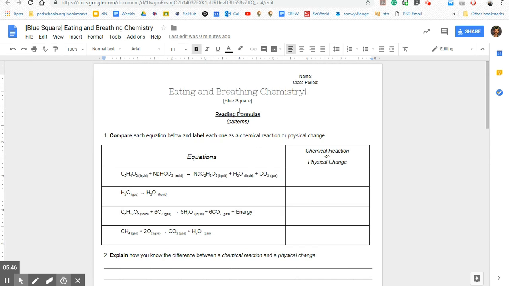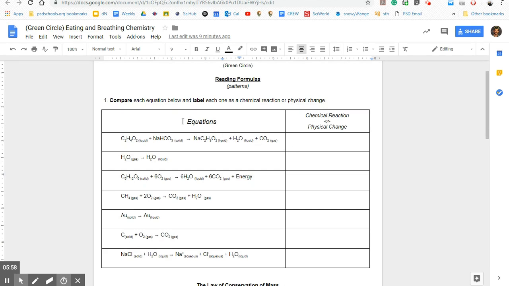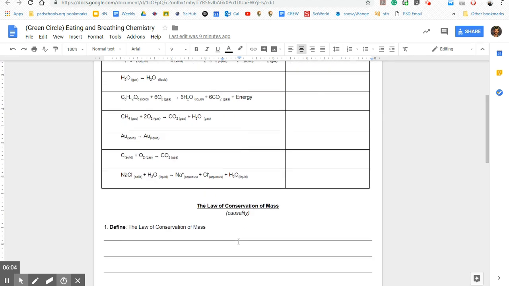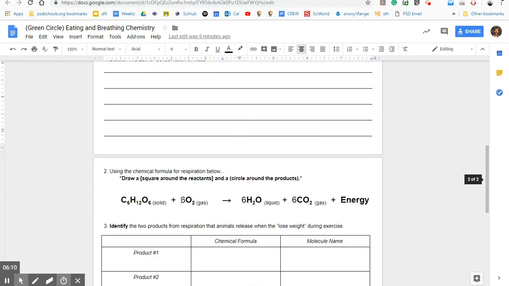Now let's take a look at how similar but yet different the green circle and blue square are. So the green circle, I want them to just continue to work on those skills, to develop that recall and to identify the things that are skills that we've been practicing. So again, there's going to be more of these chemical reactions or physical changes because this is one of the more foundational tasks in this unit. Again, I want them to define the law of conservation of mass, which they can find in their science notebooks.